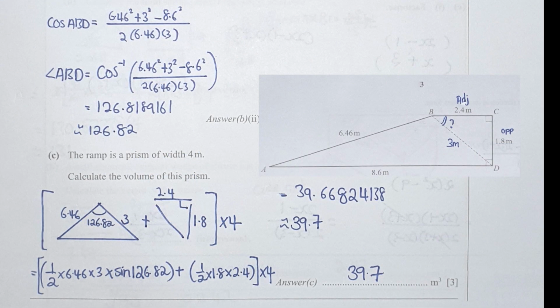The ramp is a prism of width 4 meters. So basically what I did was to calculate the total area first using half ab sine C and half times base times height. Multiply the entire result by 4 to reach 39.7 meter cubed as the final answer.